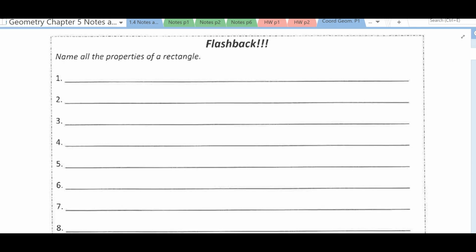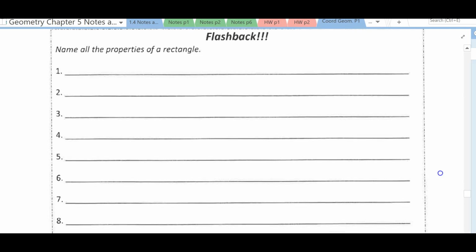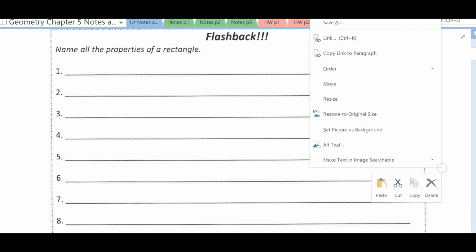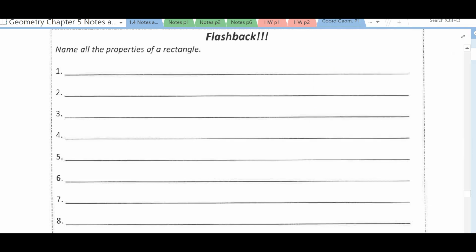In this video, we're continuing with coordinate geometry and specifically talking about quadrilaterals on the coordinate plane. Before we get started, we want to review the properties of rectangles, just like in the last video we reviewed the properties of parallelograms. Just like last time, I want you to pause the video, and since you probably already have your notes or your yes/no chart out, name all the properties of a rectangle. So pause the video now and go ahead and fill those out.